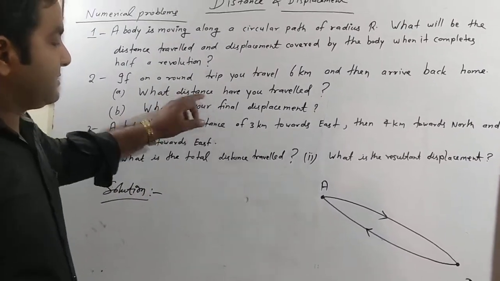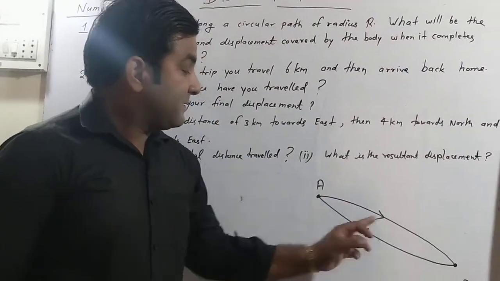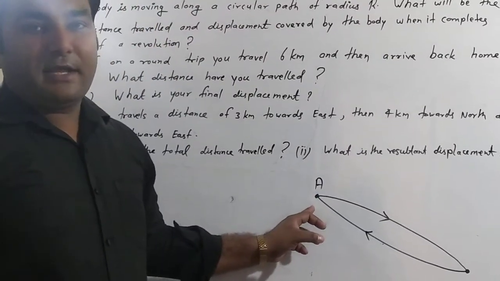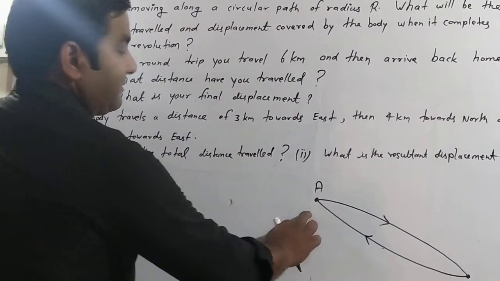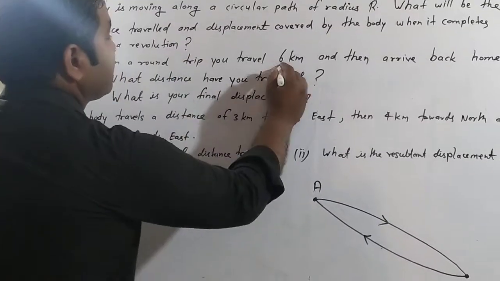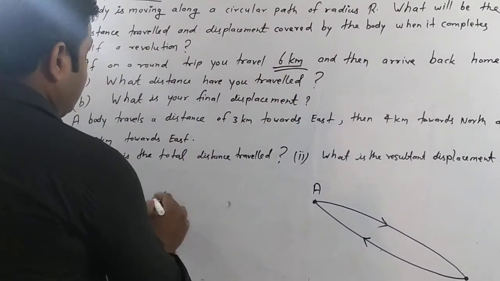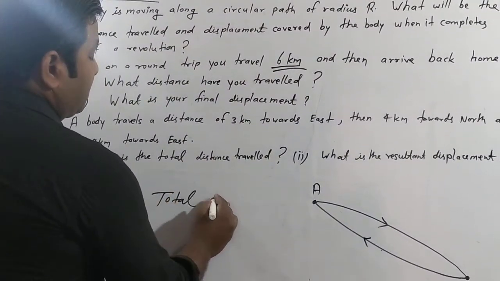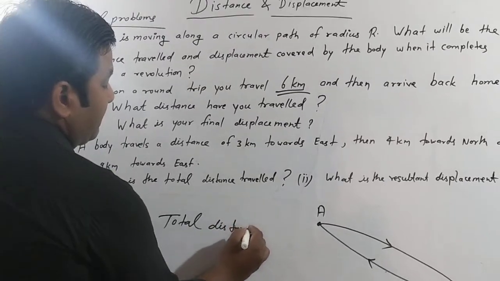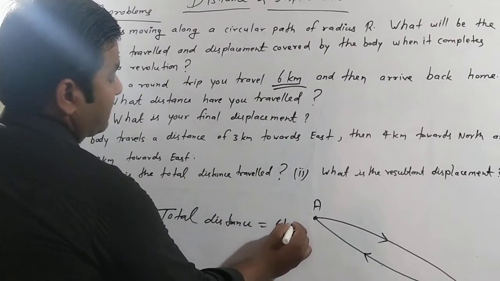Here distance means the total distance starting from initial and up to final, from A to B and B to A. The distance here given what? 6 kilometers. Total distance is equal to 6 kilometers.